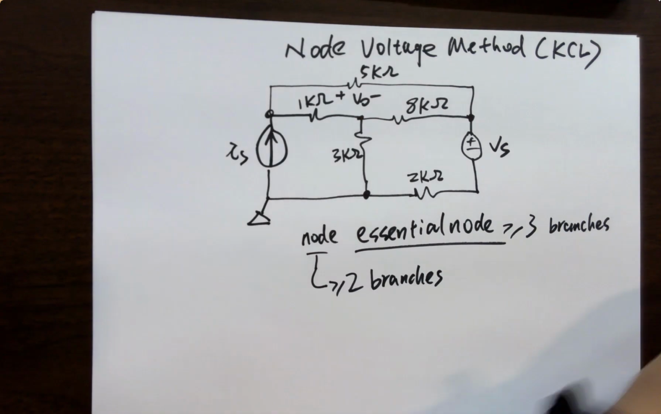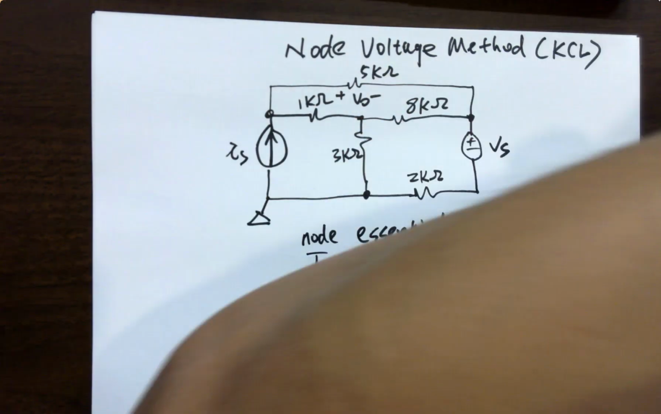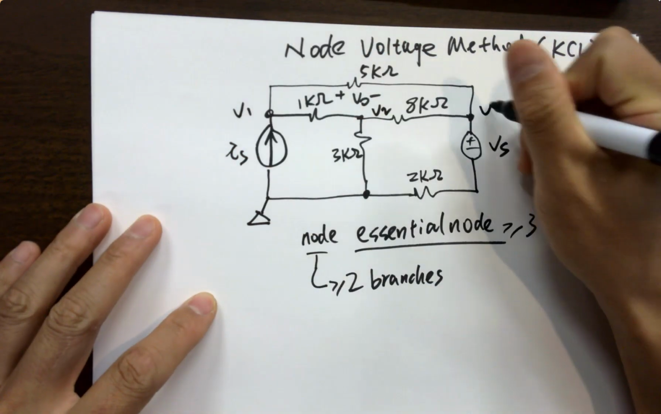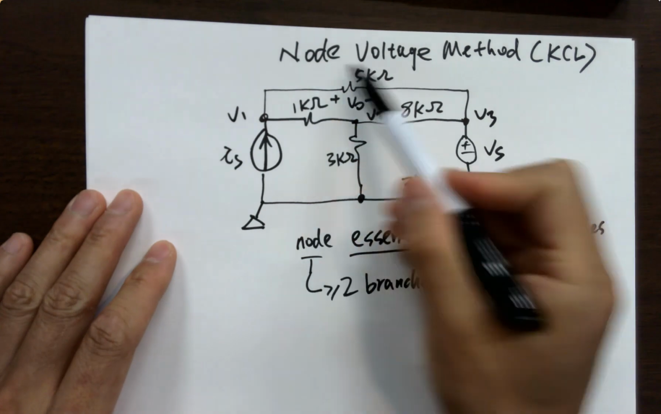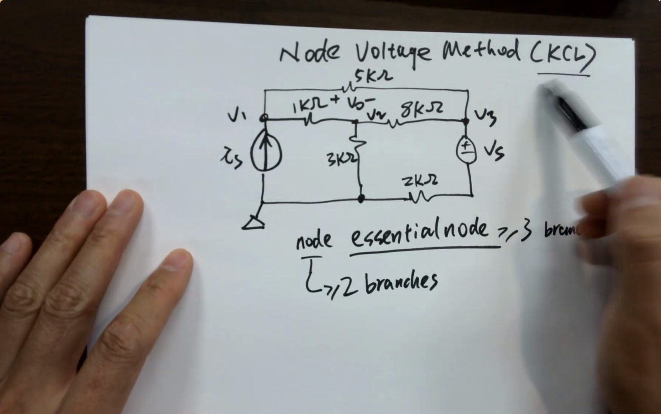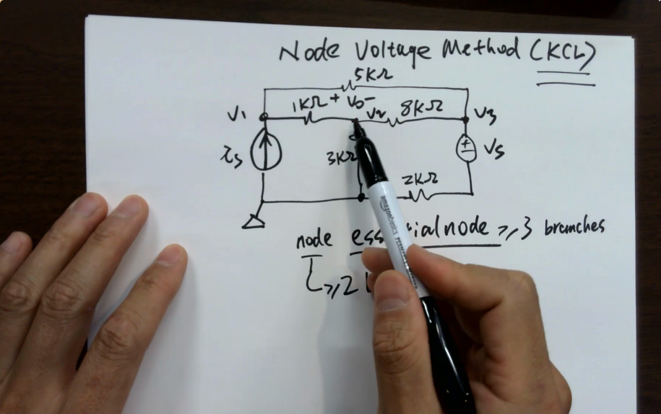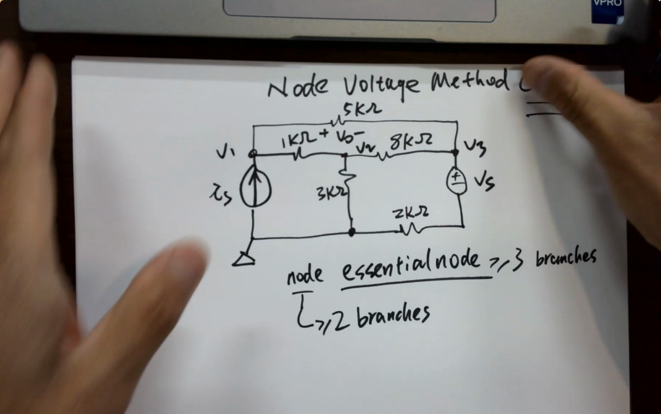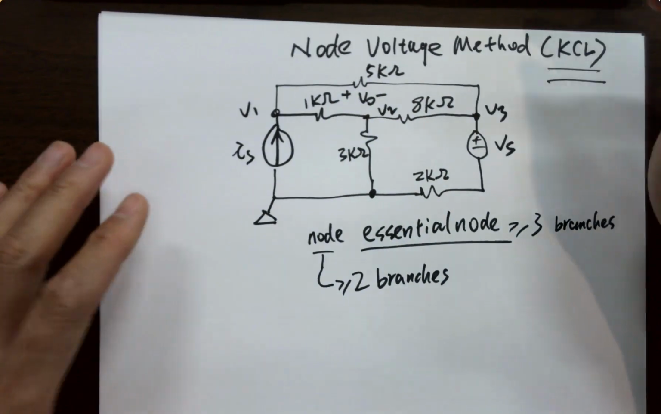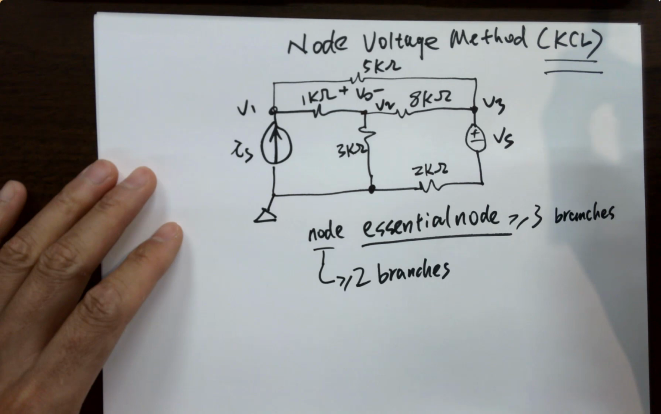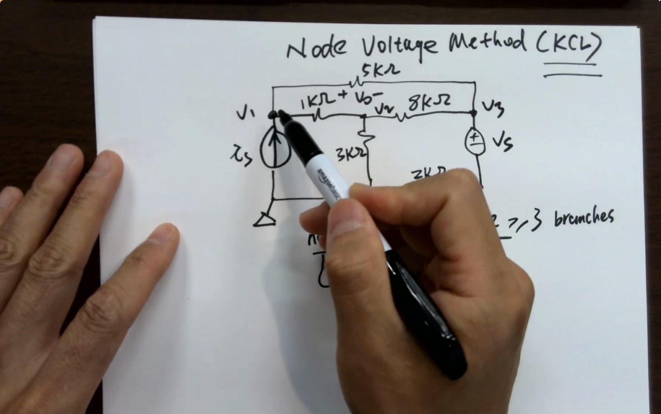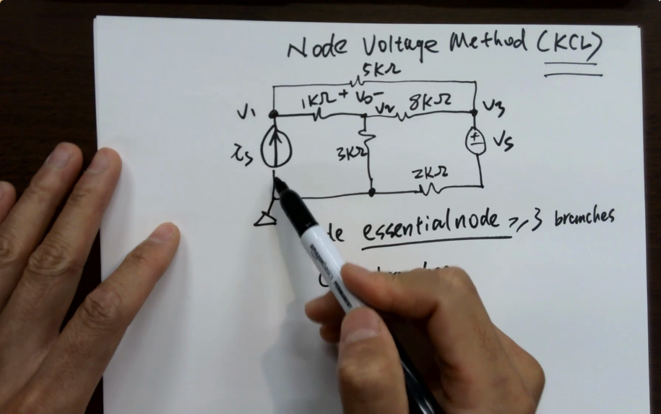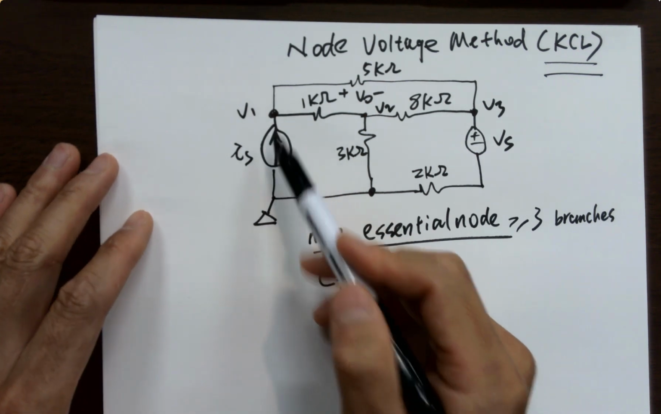If we label the voltages as follows: V1, V2, V3. Remember, node voltage method is asking to use KCL. Even though you label these nodes as V1, V2, V3, you are basically using KCL. So now let's list all the equations for the currents. Let's look at V1. What are the currents getting into the node? You got IS.